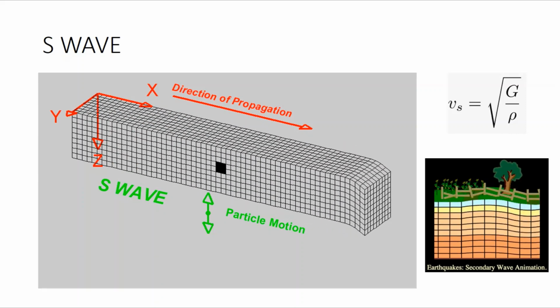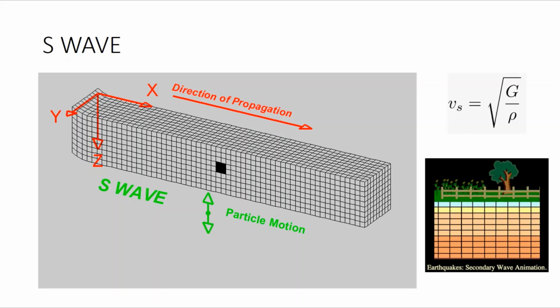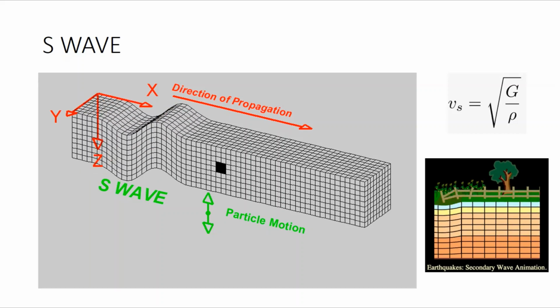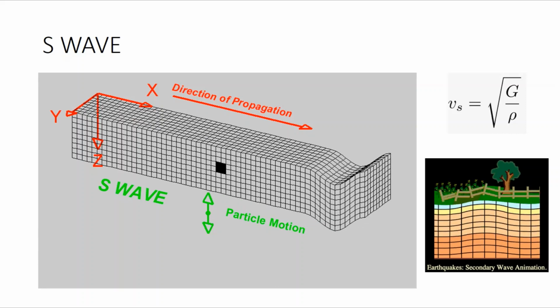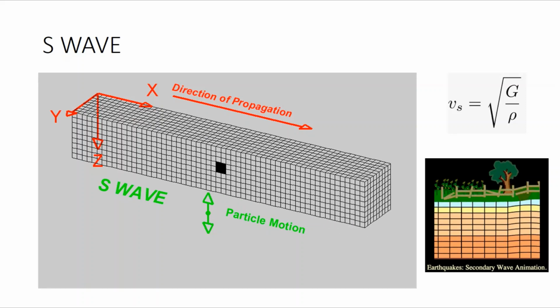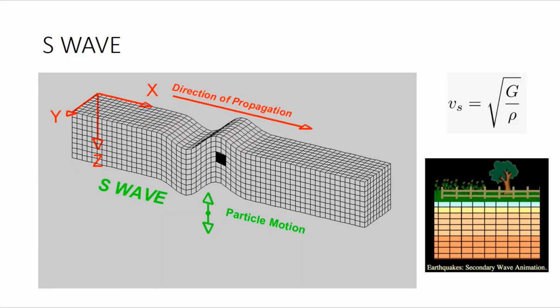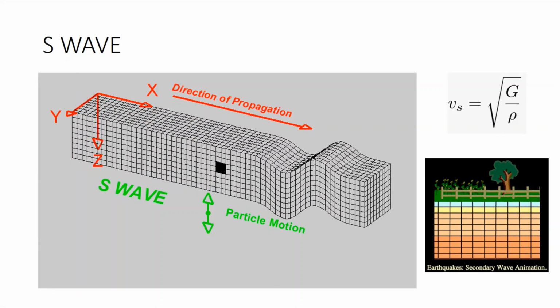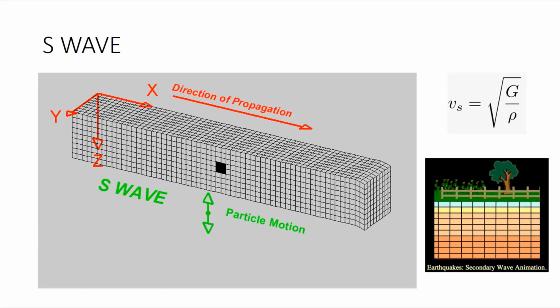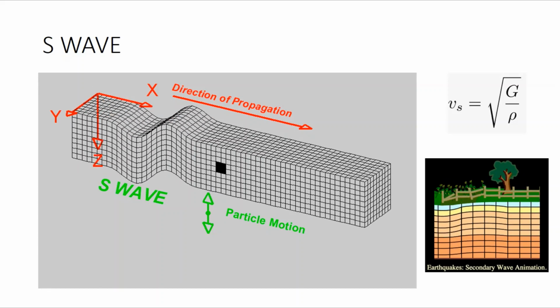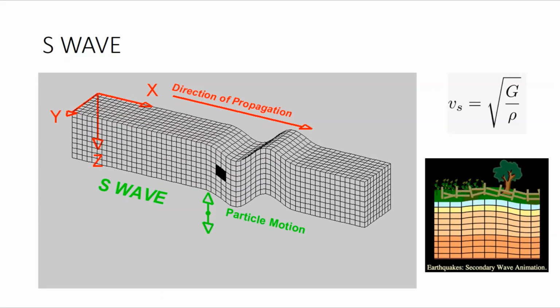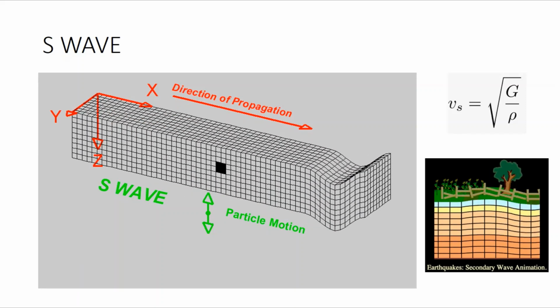The formula for S wave velocity is described here on the right side, where G is the second Lamé parameter that describes the modulus of rigidity. Rho is density. S wave moves rock particles up and down or side to side, perpendicular to the direction that the wave is traveling in, or perpendicular to the direction of propagation.